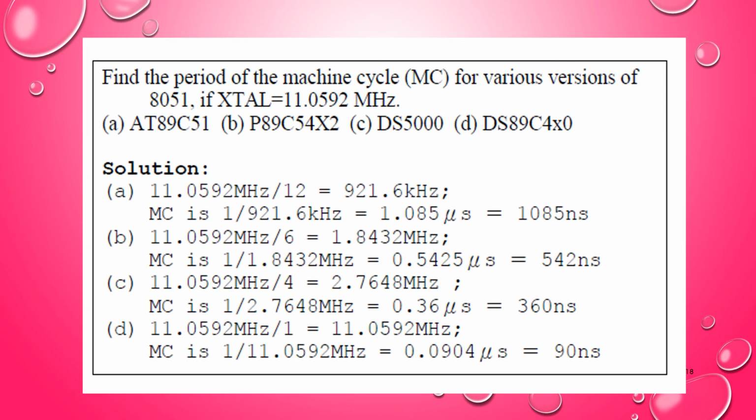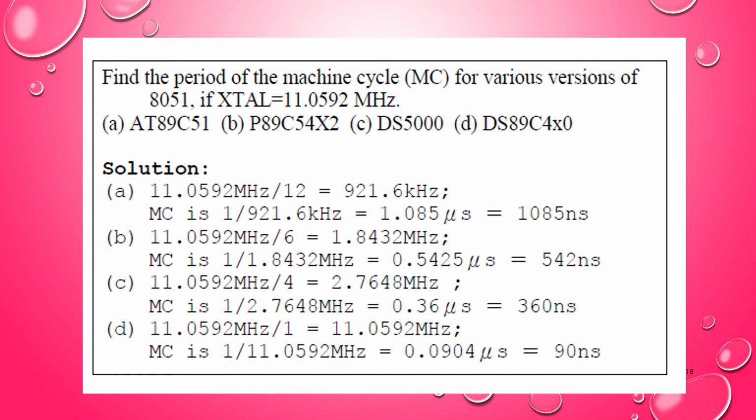In case of P89C54X2, since there are 6 cycles, we divide by 6, which gives 1.8432 megahertz, and the period is 1 upon 1.8432 megahertz, which gives 0.5425 microseconds, that is 542 nanoseconds. In the third case, DS5000, it is divided by 4, because in the earlier table we mentioned it takes 4 cycles, so therefore 2.764 megahertz, and then the period is 1 upon 2.764 megahertz, which gives 0.36 microseconds.